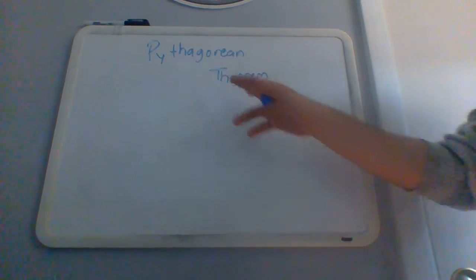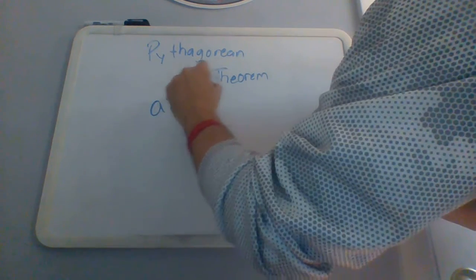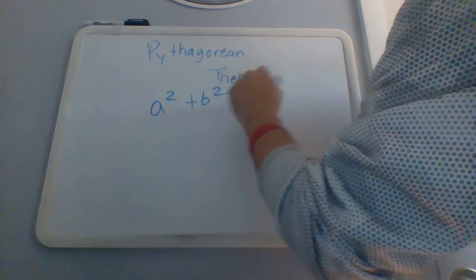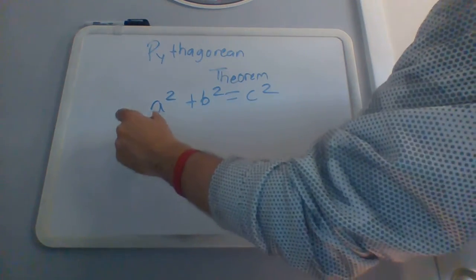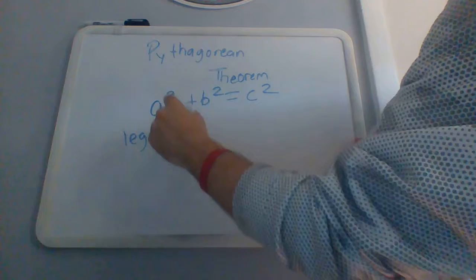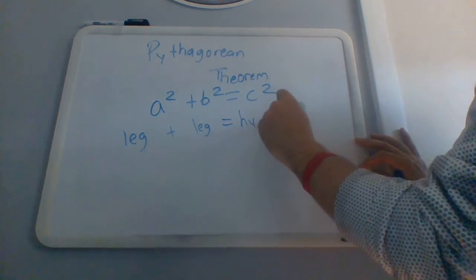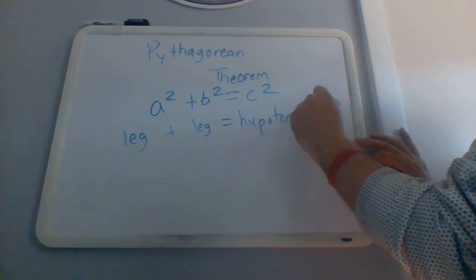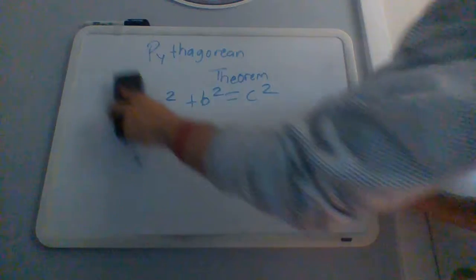So we are going to learn how to do the Pythagorean theorem. And the Pythagorean theorem is a squared plus b squared equals c squared, where a stands for a leg of our triangle, b stands for the other leg of our triangle, and c is the hypotenuse. Now, Pythagorean theorem can only be done on right triangles.